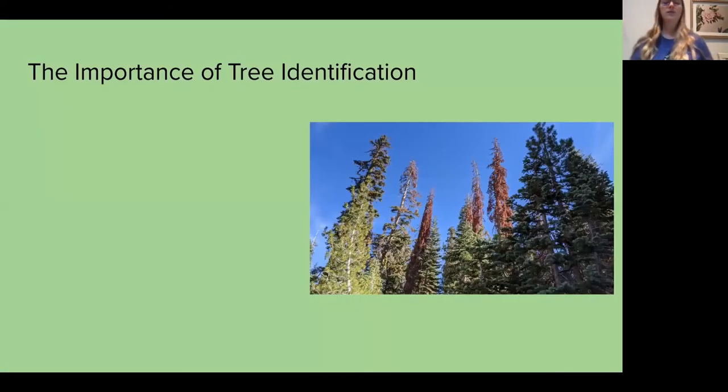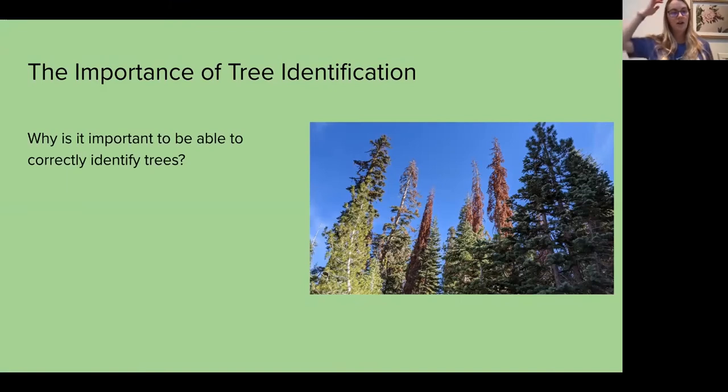So, the importance of tree identification. Why is it important to be able to correctly identify trees? I personally am a huge tree nerd. I love to be able to go on hikes through the forest and know what's around me. It gives me a better sense of the environment. I feel a little bit more connected to nature when I know what's happening.